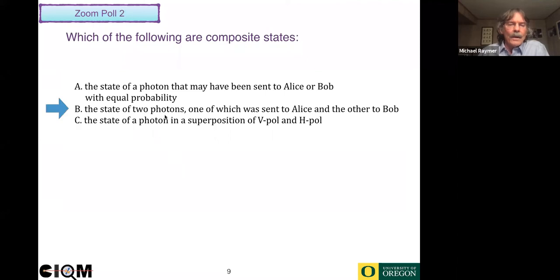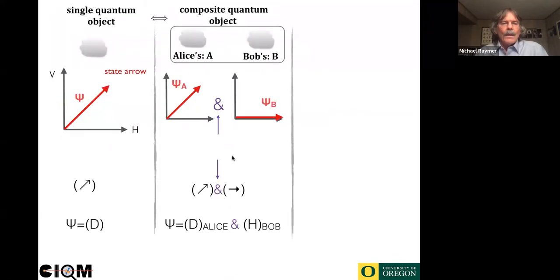It's the combined state of two objects, like the combined state of two people who are considered a couple, and you describe one as tall and one as short. Okay, so that's what a composite state is. It describes the condition of two objects jointly. So let's unpack that. Here we have a single object, whatever it may be.